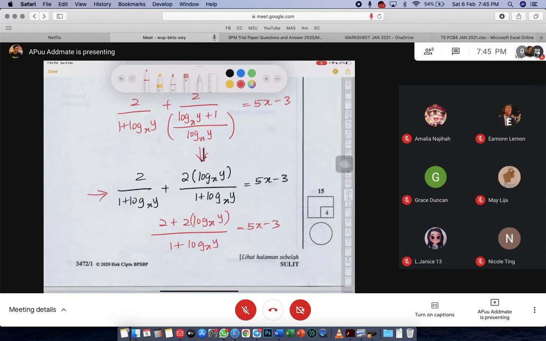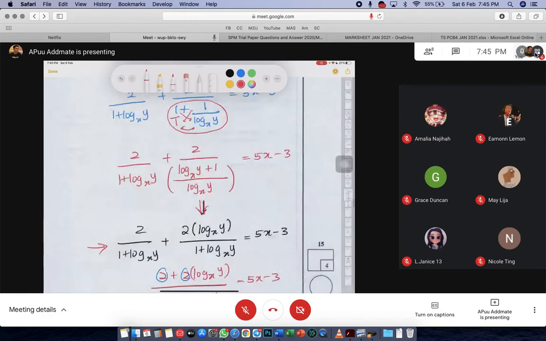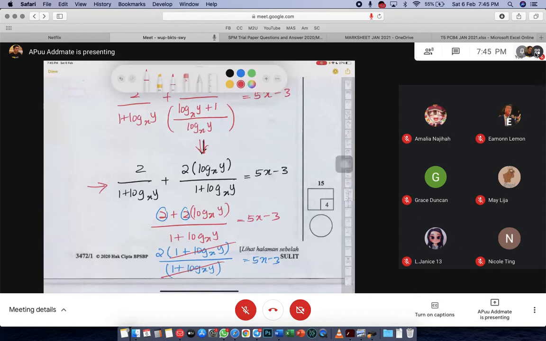Jadi, kamu cuba tengok. Atas ni, nampak tak ada 2 dengan 2 ni boleh factorize. So, cikgu keluarkan 2, buka kurungan, 1 plus log base XY, bahagi 1 plus log base XY. Boleh buang dah? Boleh. Buanglah. Okay. So, apa tinggal sekarang? Simple lah jawapan dia kan. 5x minus 3 equals to 2. So, cikgu tulis kat sini 5x minus 3 equals to 2. So, your x is equals to 1. That's it. Itulah jawapan x kamu.